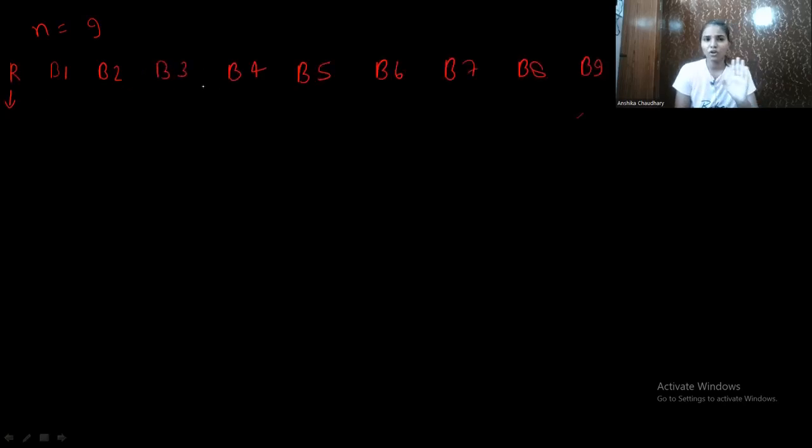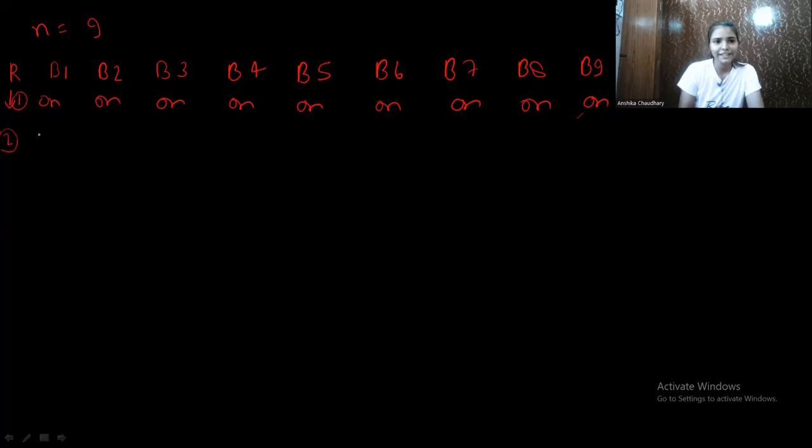Okay, n equals 9. So here are rounds, and here are bulbs. Bulb number 1, bulb number 2, bulb number 3. Initially they are all off, and at the very first iteration we have to turn them on. So we will be doing the same. First we will make them all on.